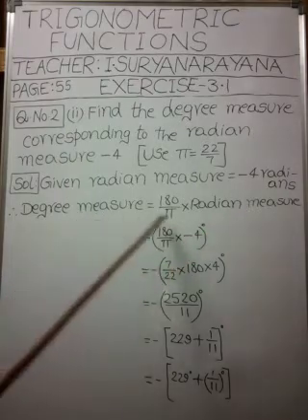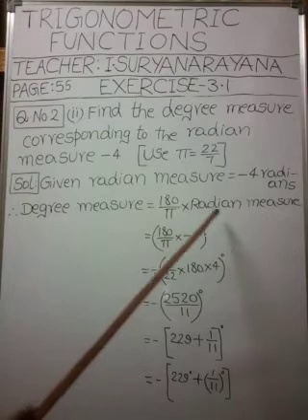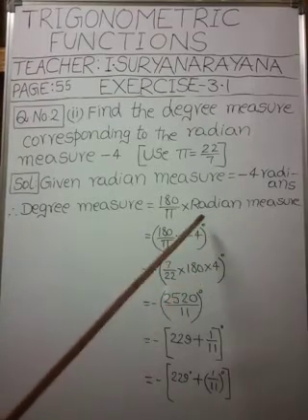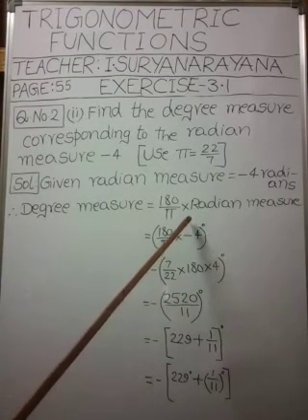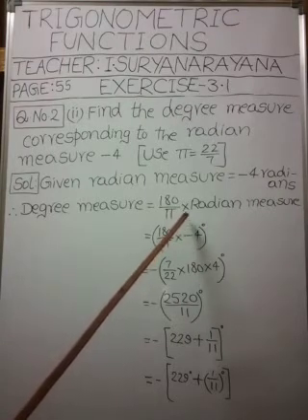This is a given angle in the radian measure, minus 4 radians. Do you remember this formula? Therefore, degree measure is equal to 180 by pi into radian measure. Yesterday we have discussed this formula. Please remember this formula, my dear children.